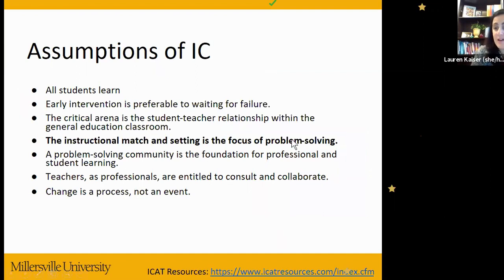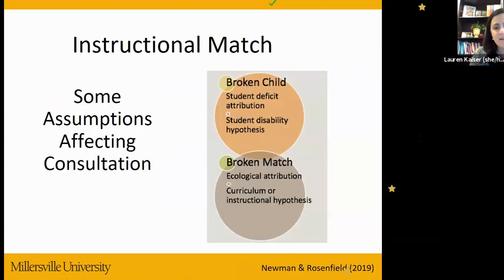And there's lots of assumptions behind the model. Again, we went over many of them in the first session, but the one we're going to focus on here is that instructional match is foundational and should be the focus of our problem solving. And we're going to define that. We're going to give you some examples and show you some interesting research on instructional match, which is really shifting that concept that if a kid is having difficulty learning, it's not because something's wrong with the child. It's not a disability focus. It's not a deficit focus, but it's really that Bronfenbrenner's ecological model approach that there's probably something with the curriculum and in the instruction that if we can adjust that, we can make some really good gains.